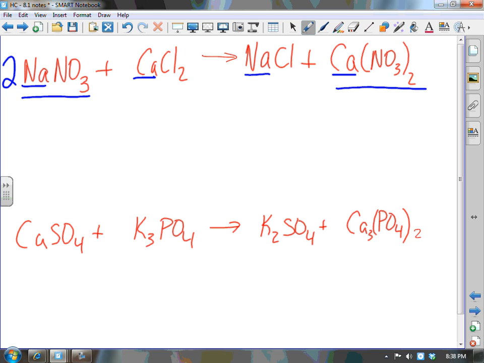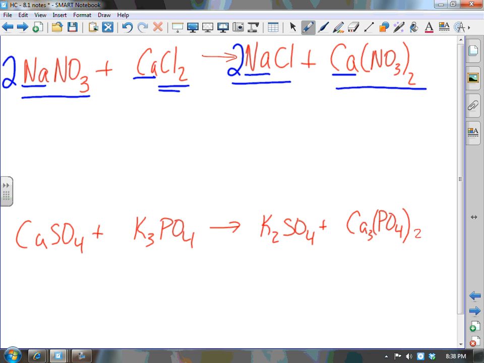But the problem is now I've got 2 sodiums on the left. So kind of here, trial and error, little cause and effect. I need to come over here and put a 2 out in front of the sodium. Now I've got 2 sodiums on the left, and on the right, I got 2 nitrogens on the left. I got 2 nitrogens on the right. I've got 6 oxygens on the left, 2 threes. I've got 2 threes, 1 calcium on the left, 1 calcium on the right, and I've got 2 chlorines there, and I've got 2 chlorines there. So everything is balanced.